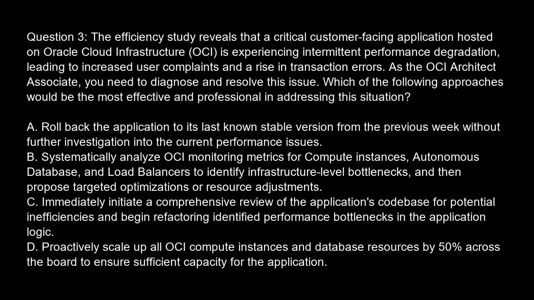Option A. Roll back the application to its last known stable version from the previous week without further investigation into the current performance issues. Option B. Systematically analyze OCI monitoring metrics for compute instances, autonomous database, and load balancers to identify infrastructure-level bottlenecks, and then propose targeted optimizations or resource adjustments.